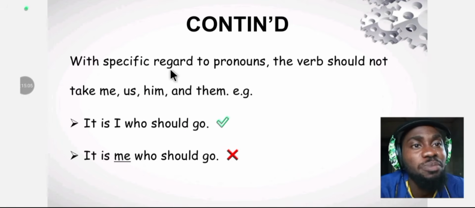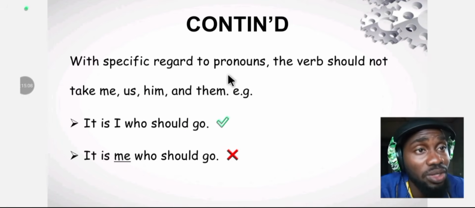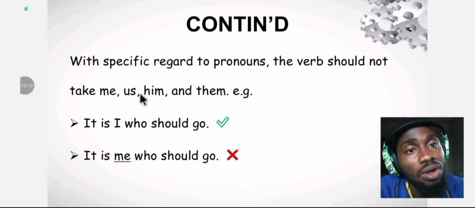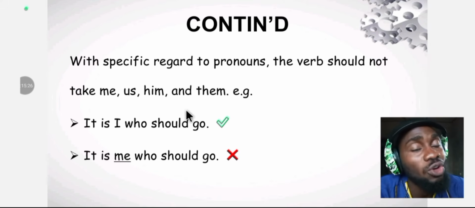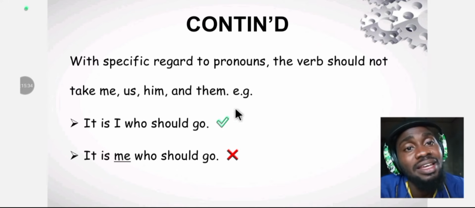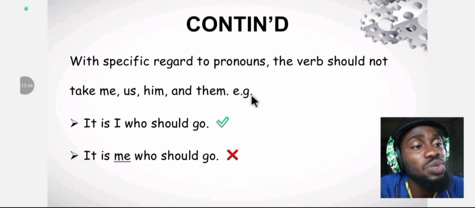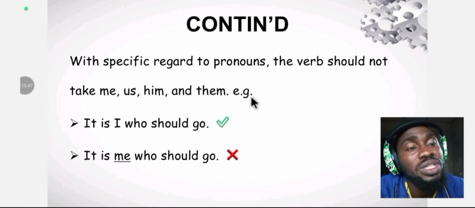Never forget that. With specific regard to pronouns, because we are treating pronouns, the verb should not take us, him, and them. Us is a personal pronoun which occupies the object position. Him is a personal pronoun which also occupies the object position. And them is also a personal pronoun which occupies the object position. So all these pronouns here, even me, also occupy the object position. They should not go with any of the verbs in the be family: be, is, were, was. They should not go with any of them.